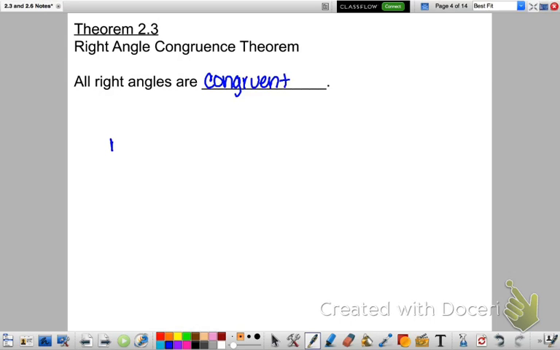All right angles, the measure of all right angles should be equal to 90 degrees. Right? So we say that angles are congruent when their measures are equal. Therefore, if all right angles, their measure is 90 degrees, then all right angles are congruent.